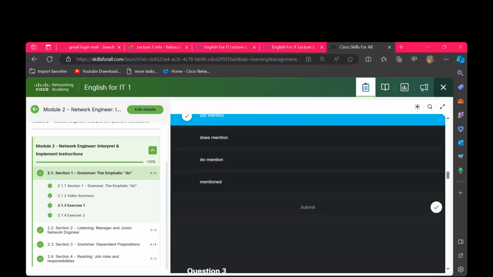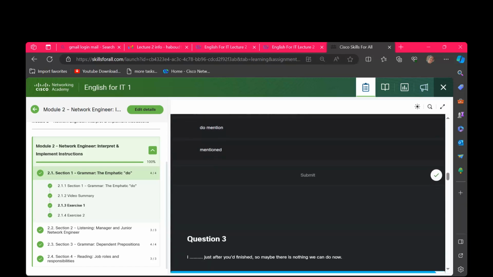Next question. Question number three. I just after you had finished. So maybe there is nothing we can do now. What is the probability? Do we use it or not? What do you think? I just after you had finished. بعد ما انت خلصت على طول. So maybe there is nothing we can do now. ما فيش حاجة نقدر نعملها.